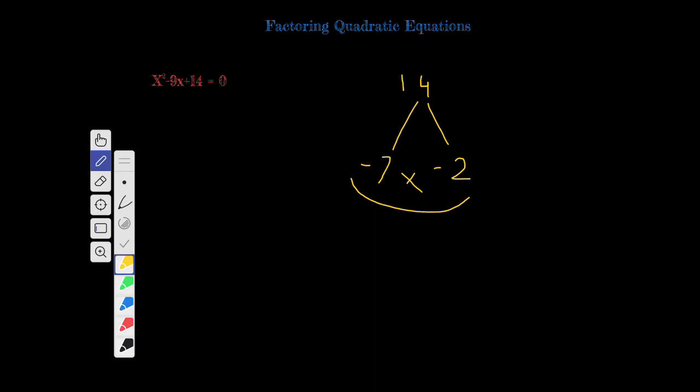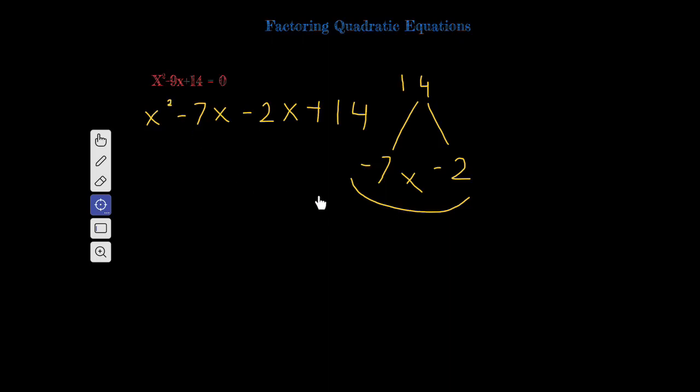Alright, so now let's get into the next step. What you do is just write the same equation but differently. So you write x squared minus 7x minus 2x plus 14. What we wrote was the same thing, but instead of writing negative 9, we wrote negative 7 and negative 2, because negative 7 plus negative 2 is negative 9. So we just write this instead. And why are we doing this? This is just a way to solve for x in a quadratic equation.